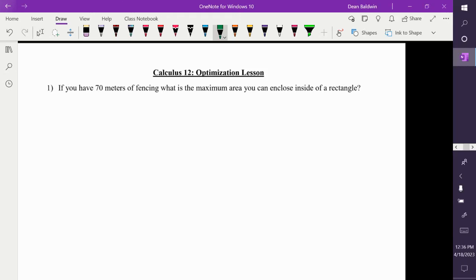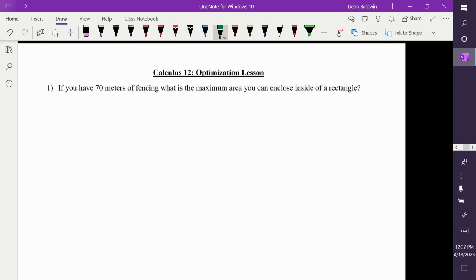Optimization uses everything that we've learned to maximize or minimize. Well, it can be anything. We're going to start off with a rectangle, but it could be cost. It could be the size. You can figure out the dimensions of something to maximize or minimize the cost or the volume or whatever you're doing. So let's start with the first one here.